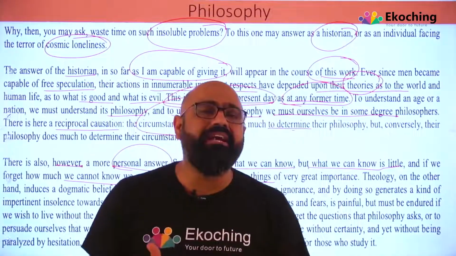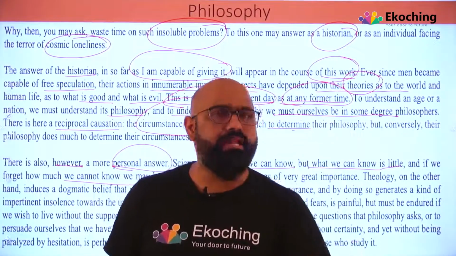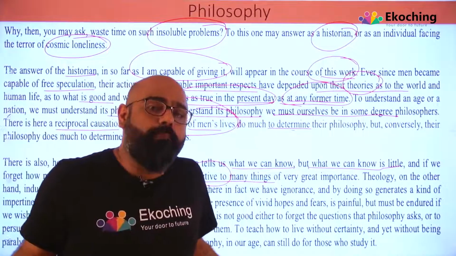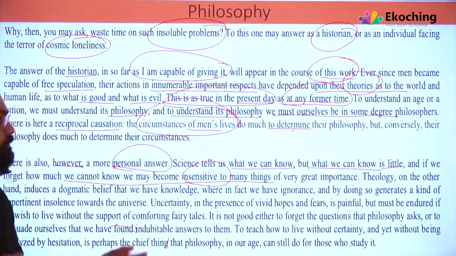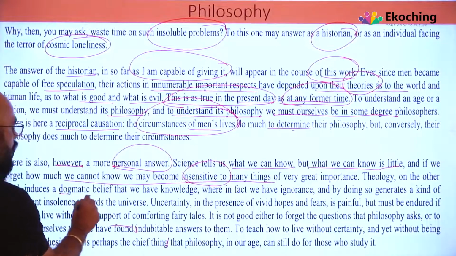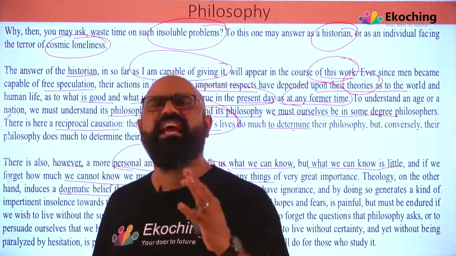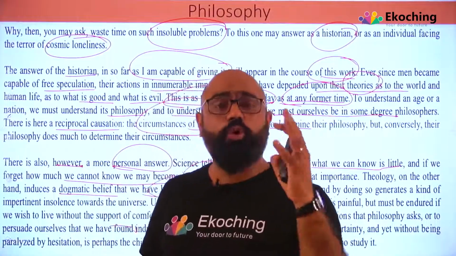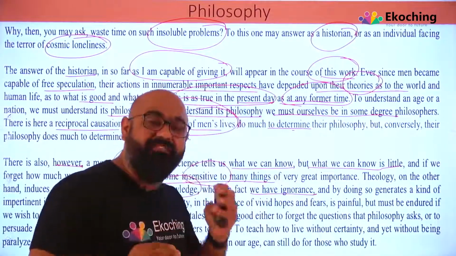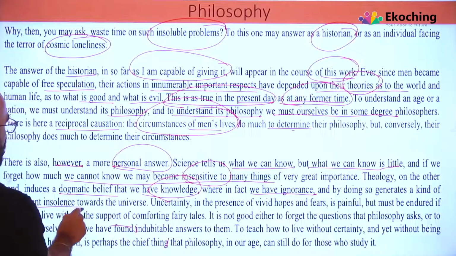So if science won't be telling us that we know very little, and if we just stop our mind, we will be ignorant about certain things; we probably tend to be insensitive to many things which might be of great importance. Theology, on the other hand, so he's again talking about the science and the theology, the no man's land. Theology, on the other hand, induces a dogmatic belief that we have knowledge. So theology is giving us that belief that yes, we have knowledge, we can do whatever we want. We don't only have to depend on science. So we have knowledge where in fact we have ignorance, and by doing so generate a kind of impertinent insolence towards the universe.